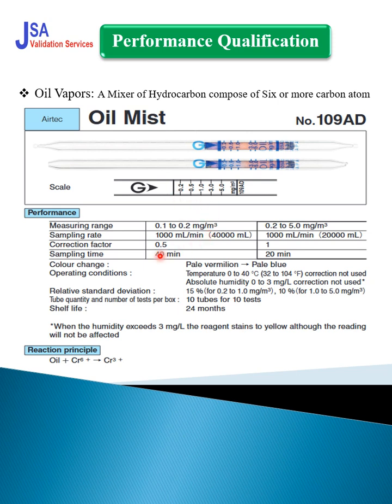We can directly read the color change on the scale and accordingly write the value. If the measuring range of the compressed air is 0.1 to 0.2 milligram per meter cube, then we have to sample for 40 minutes. If the range is 0.2 to 5 milligram per meter cube, then we have to sample for 20 minutes. The color change is pale vermilion to pale blue.